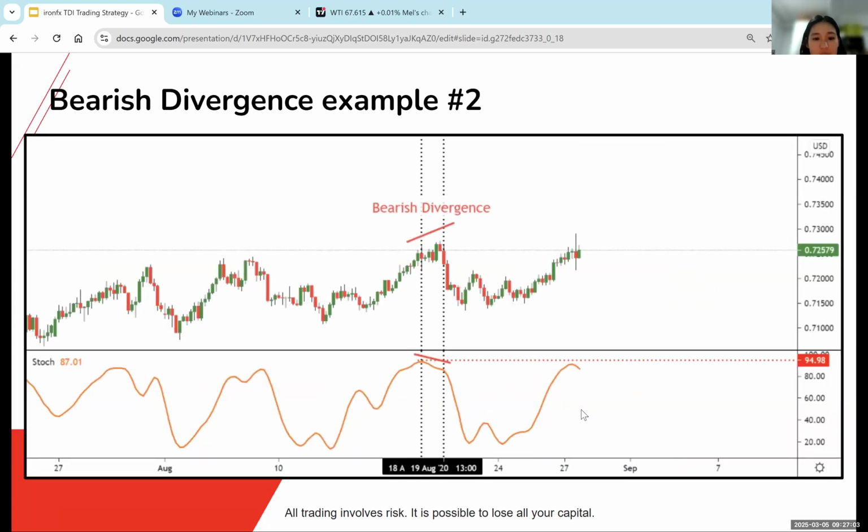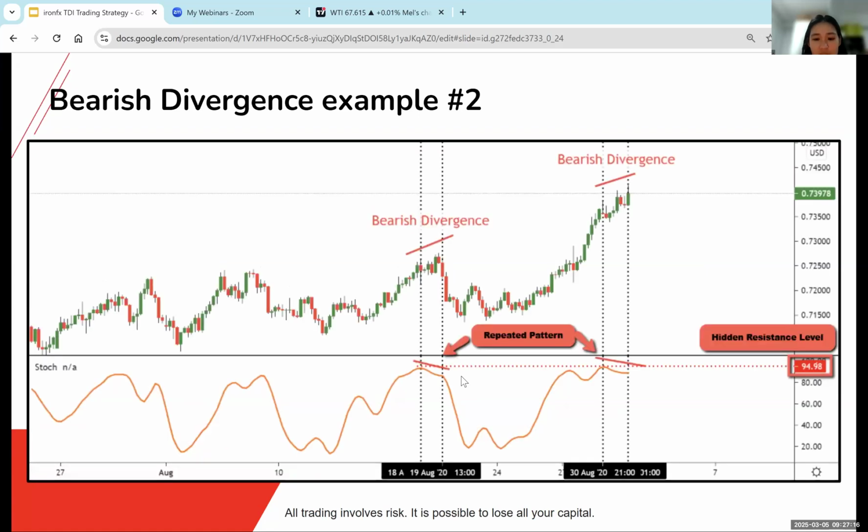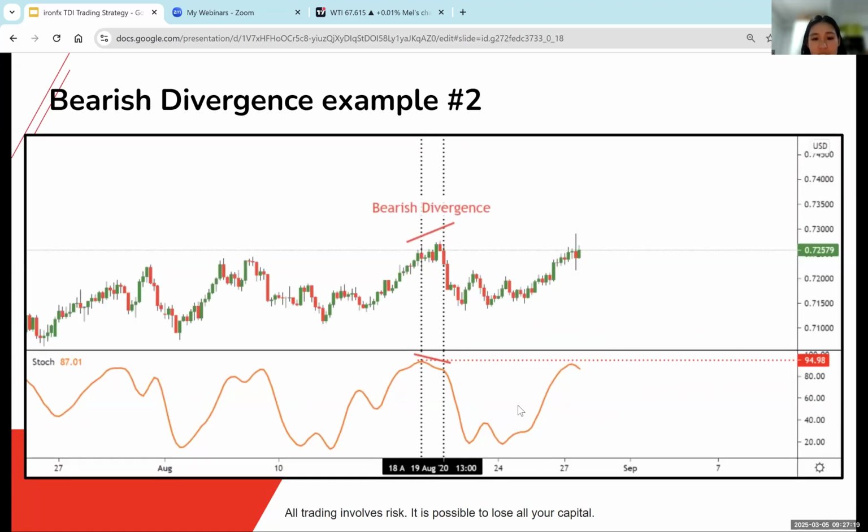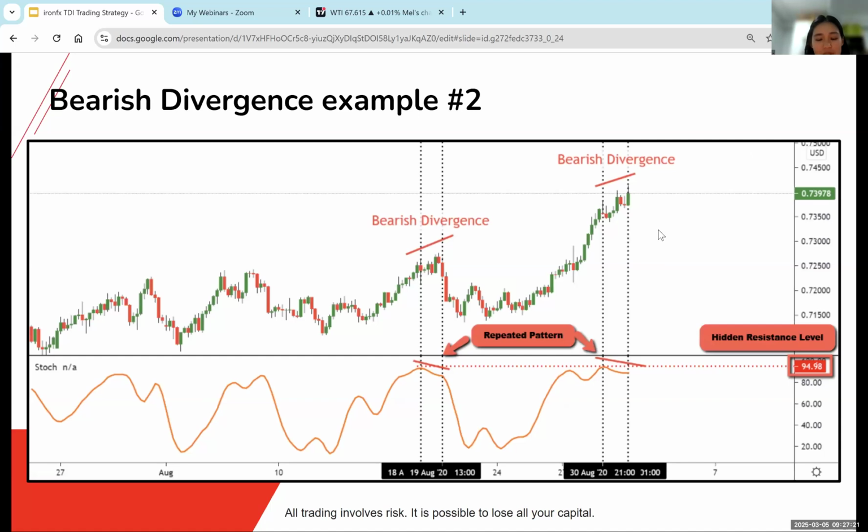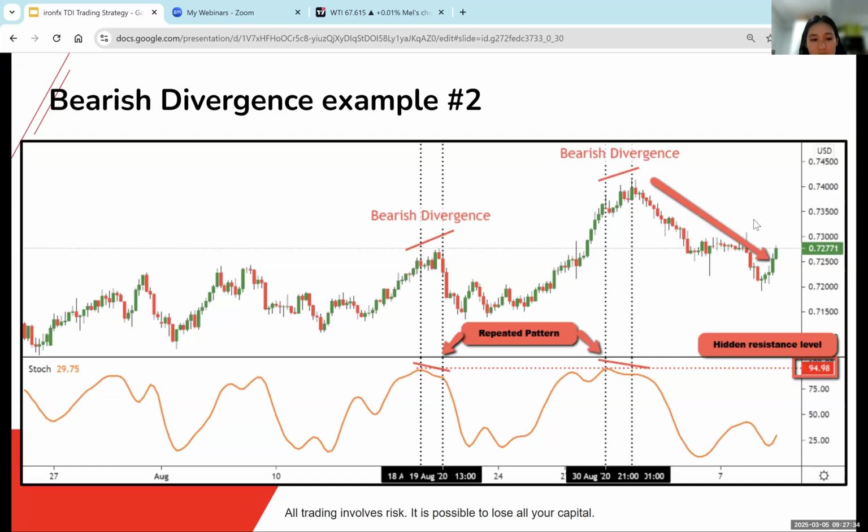Okay, point number two. This is a very simple example of bearish divergence. We have price making a higher high, and on our stochastic, we get a lower high. Subsequently we see price dropping. That same pattern repeats itself further down, with price making a higher high and stochastic giving us a lower high. This repeated pattern plus a hidden resistance level suggests that we might see prices continue to drop, and that's exactly what happened here.